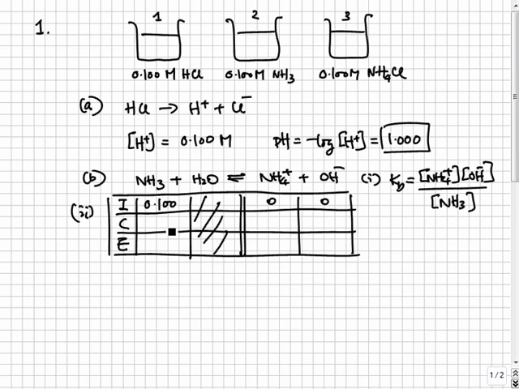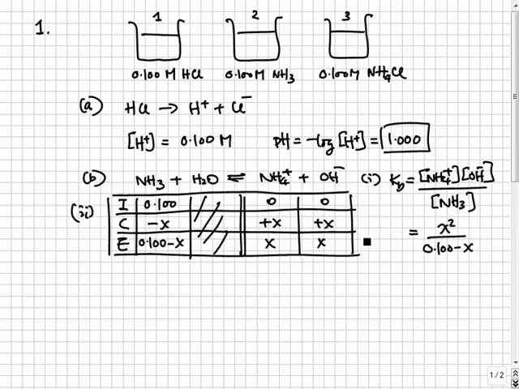The stoichiometry is 1 to 1 to 1, so the change in the concentration of the NH3 is minus x, while on the product side it is plus x and plus x for the NH4 plus and OH minus. So applying the changes to the initial, we get 0.100 minus x for the NH3 concentration and x for both the equilibrium concentration of NH4 plus and OH minus. Now we put these back into the Kb expression. The problem gives the value of Kb as 1.8 times 10 to the minus 5.